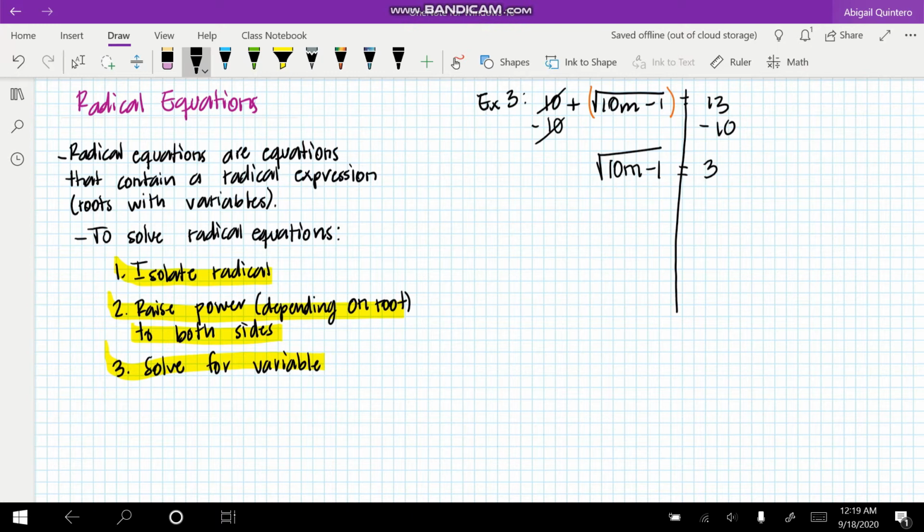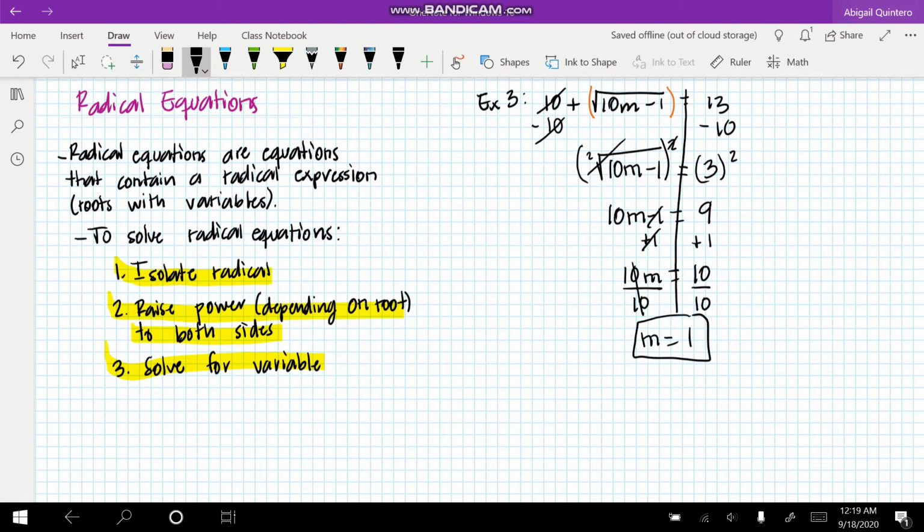Now we'll do step 2, which is raising to the power, right? So this is a square root, so we're going to do square on both sides. So the square and the square are going to cancel out, and we're going to end up with 10m minus 1 equals 9. We add a 1, and 10m equals 9 plus 1, which is 10, divided by 10, m equals 1. And we are done.